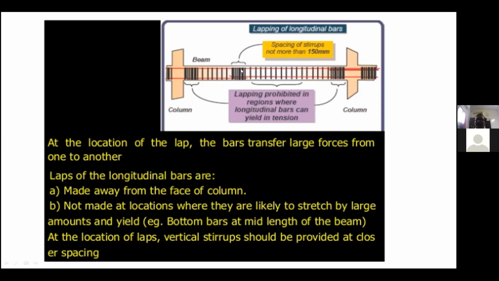Otherwise, what happens? Whenever they shake, the bars will rub with each other, and the force may not transfer to the other member. You have to have the force transfer from one bar to the other bar, which happens through the lapping. But only when the lap is intact will it transfer. To ensure that, we provide more stirrups in the lapping zone. So the spacing of stirrups should be not more than 150 millimeters in the lapping zone. That is given in the code.